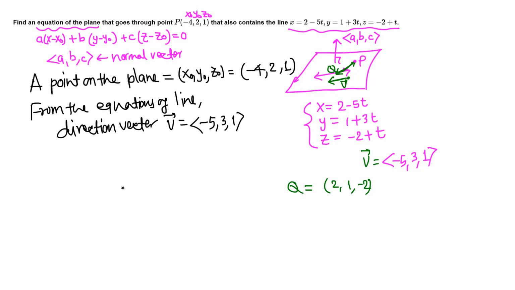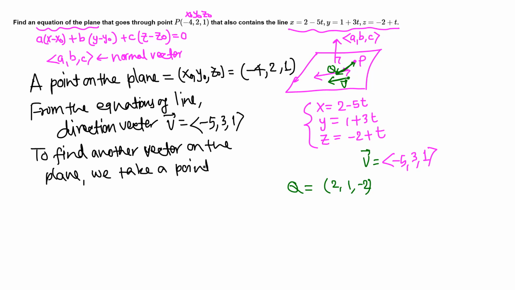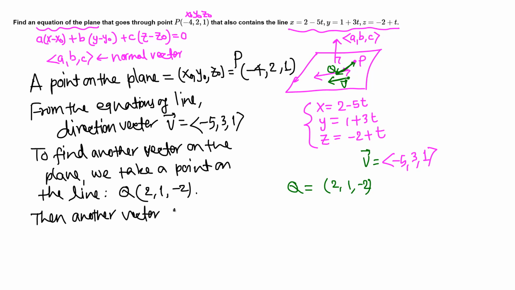Now we are trying to find another vector on the plane. To find it, we take a point on the line, let's say Q, and this plane contains the line, so this point is on the plane too. Plugging in t equals 0, we get 2, 1, -2. Now from PQ we get another vector, W, which is Q minus P. So Q minus P is 2 minus -4, which is 6; 1 minus 2, which is -1; and -2 minus 1, which is -3.